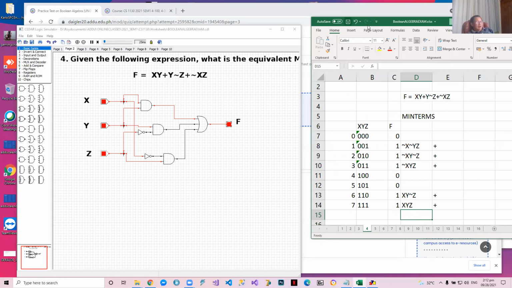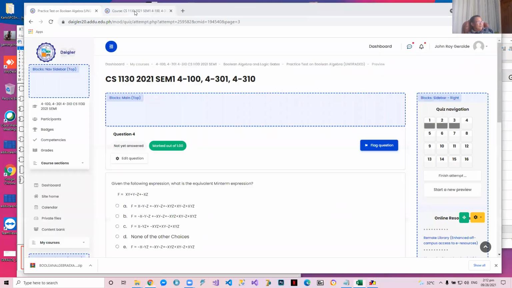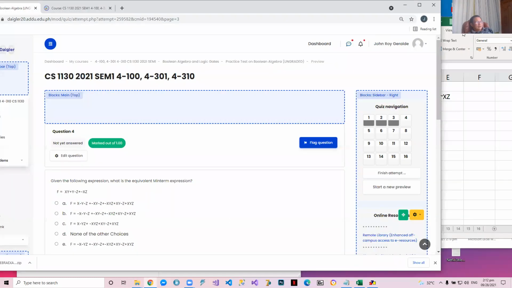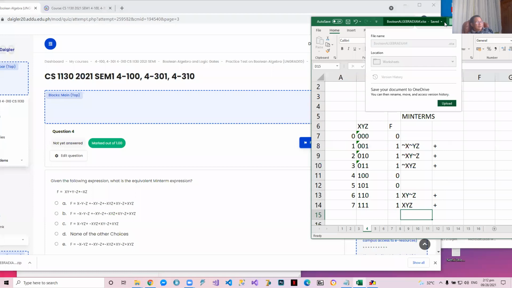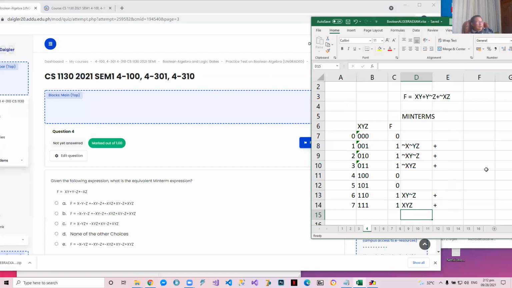So we have the right answer now. We just have to look this up from the problem. So not of X, not of Y, Z, followed by not of X, Y, not of Z, followed by not of X, Y, Z, followed by X, Y, not of Z, and X, Y, Z. So this is letter E.